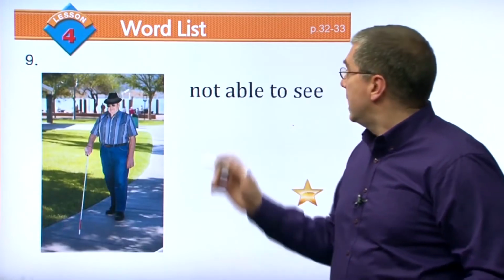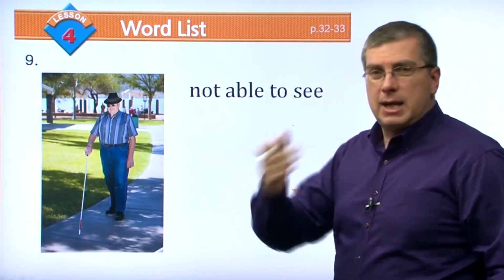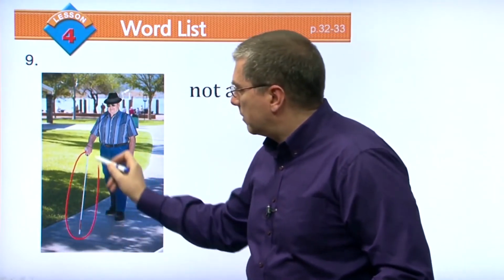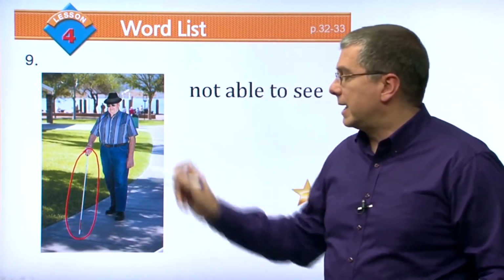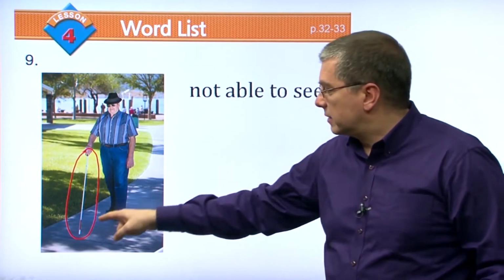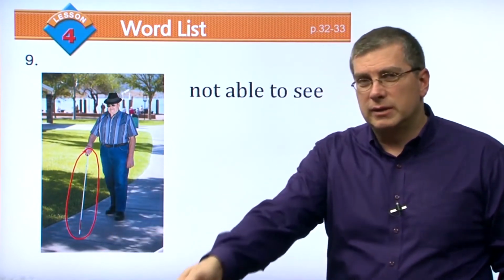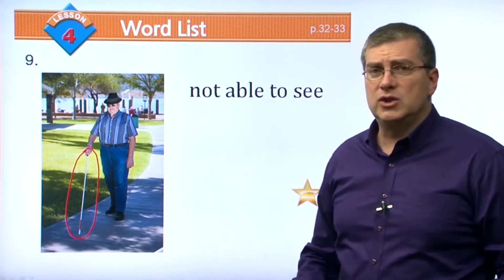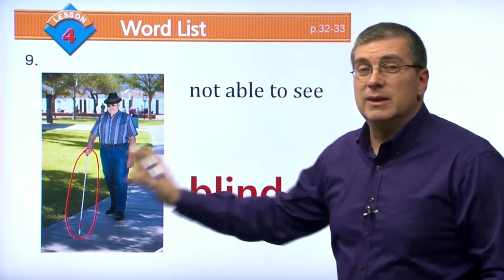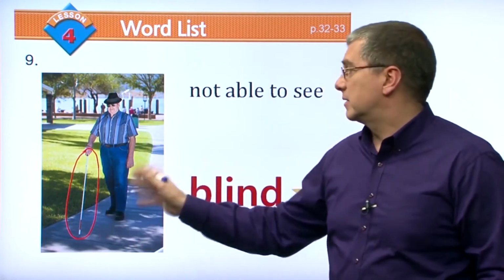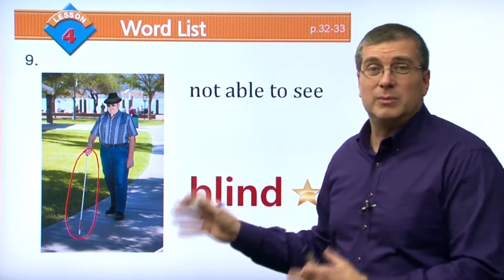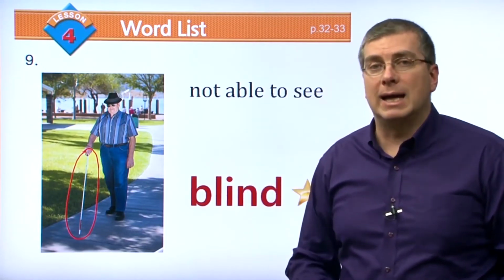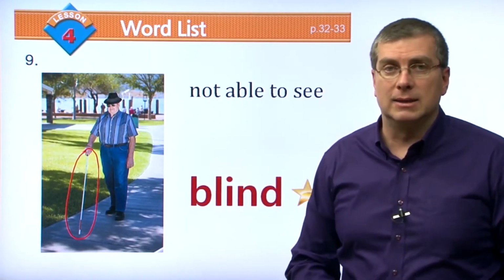Okay. Here, this man, he cannot see. Not able to see. We know that very quickly because people who are like him have a long stick, white and red, and they use it so they can feel where they are going because they cannot see. What do we call this situation? We say blind. This person is blind. It's unfortunate. It's too bad. But sometimes this happens. They cannot see. Blind.